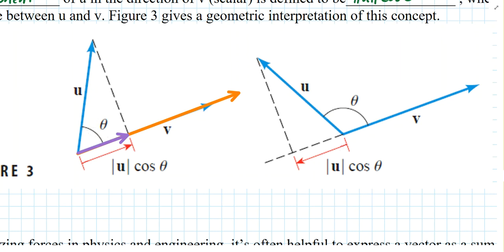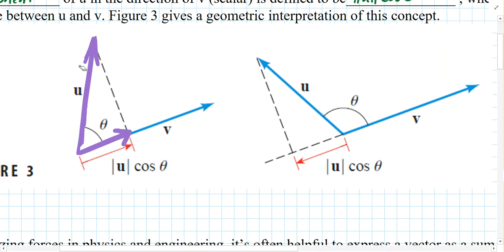Well, it's the adjacent side of this right triangle that tells us the length of this vector arrow, and as it turns out, the length of that vector arrow does give us the amount of force or velocity or whatever unit of vector that you're dealing with in the direction of vector v. And that's what we mean by the projection of u onto v. How much of u's vector is actually being placed in the direction of v.